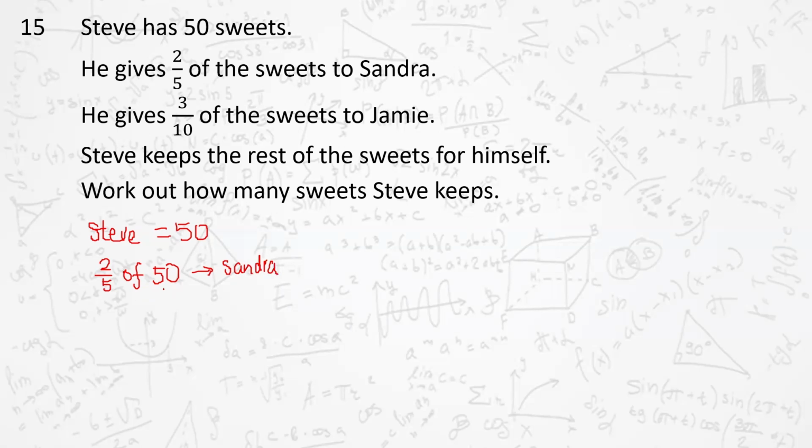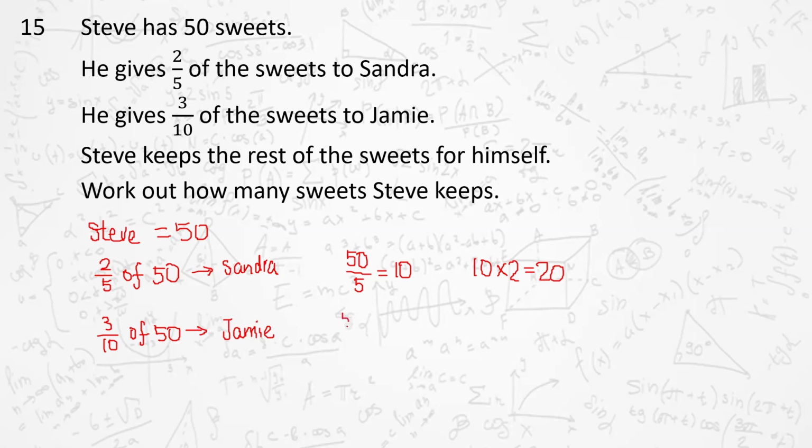Okay, let's work this one out. Divide 50 into 5 parts. Each part contains 10 sweets. Therefore, 2/5 is 20 sweets. Then he gives 3/10 of the sweets, or of the 50 sweets, to Jamie.